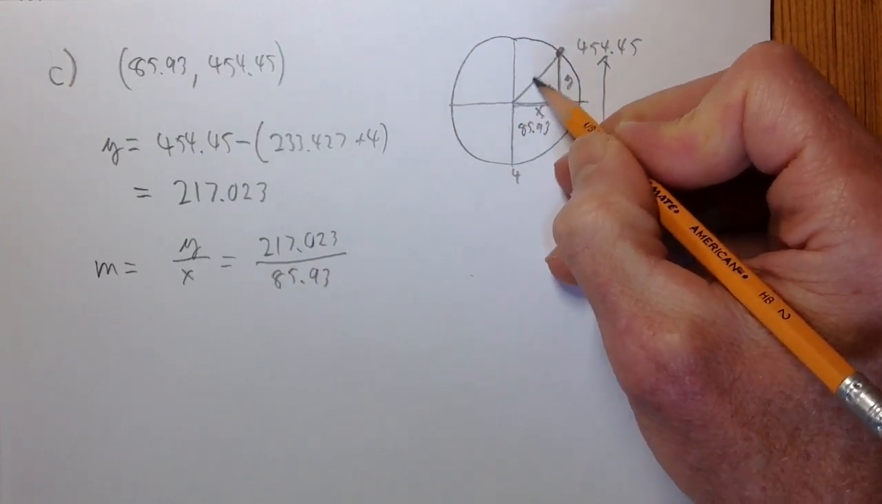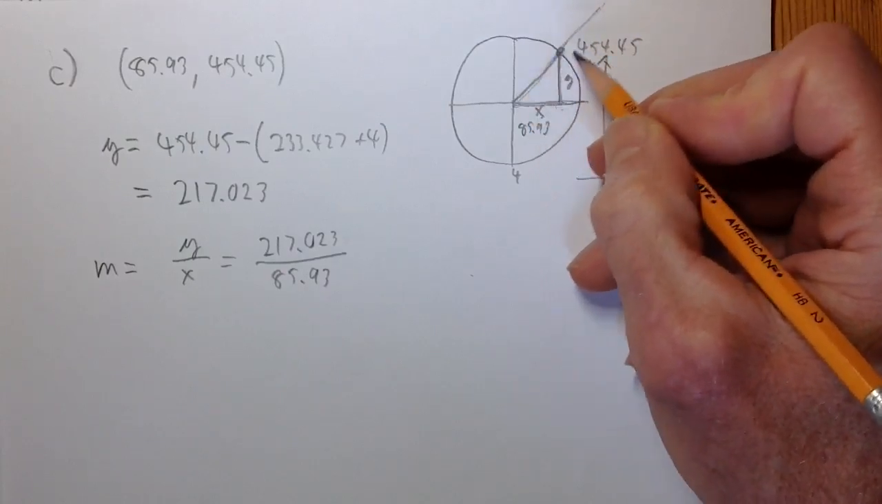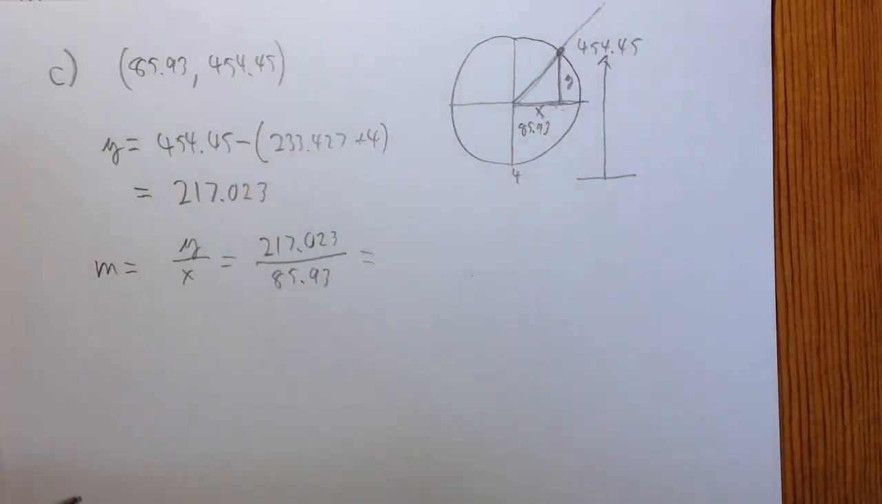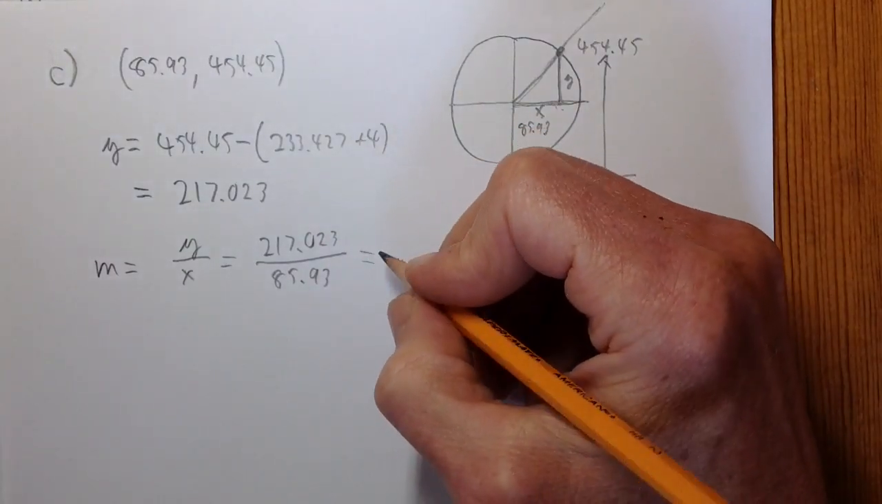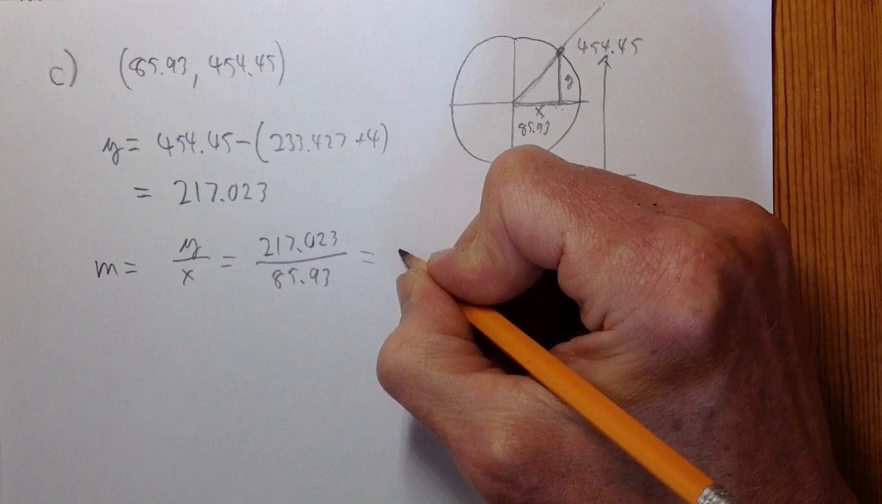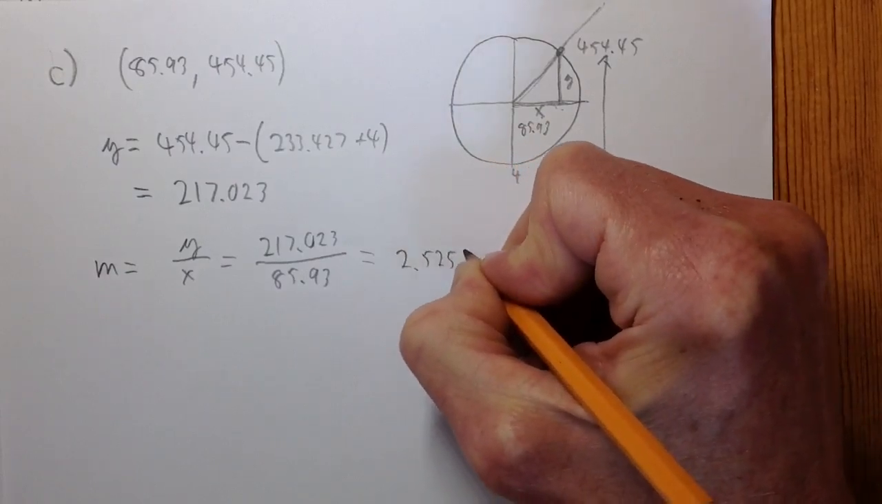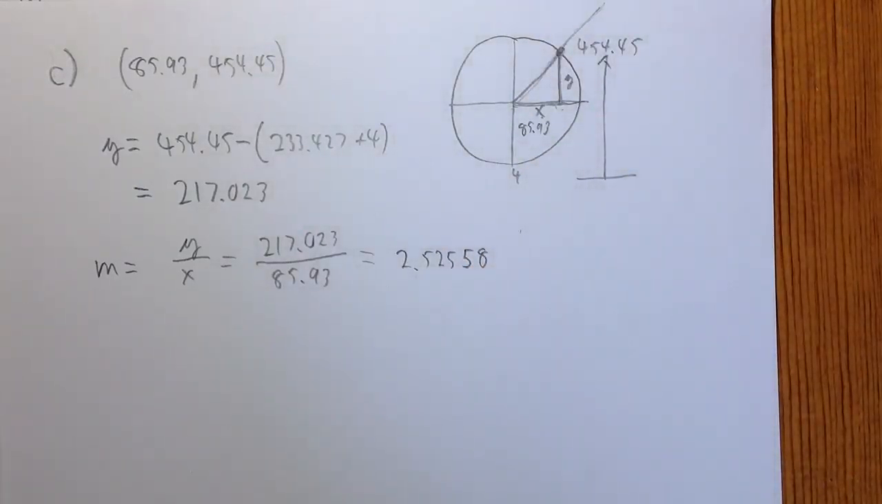And let's see, it's a positive slope. This is a positive slope. So it makes sense it's going to be positive. I get an answer here. Divided by 85.93, and I get 2.52558. How many decimal places should I keep? 2.52558, let's say. That's the slope.